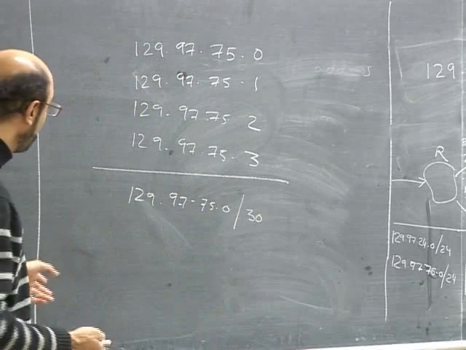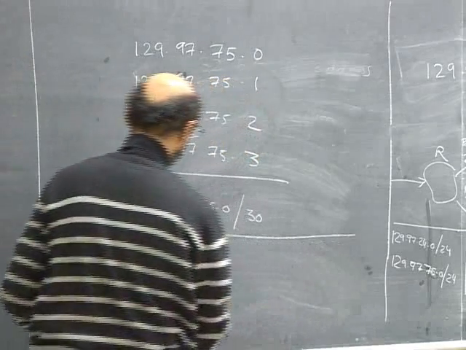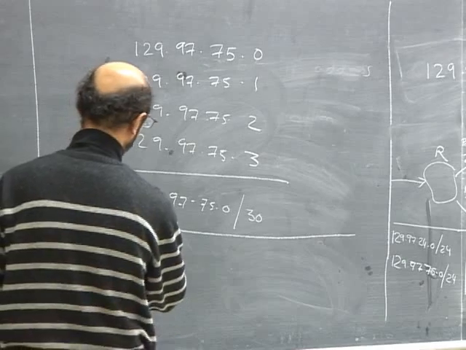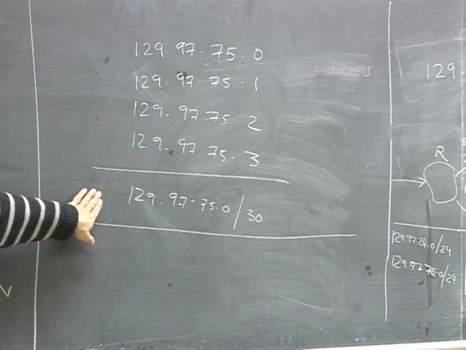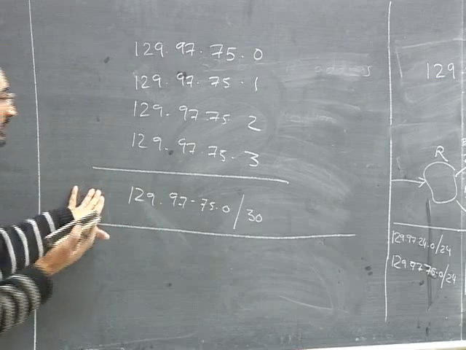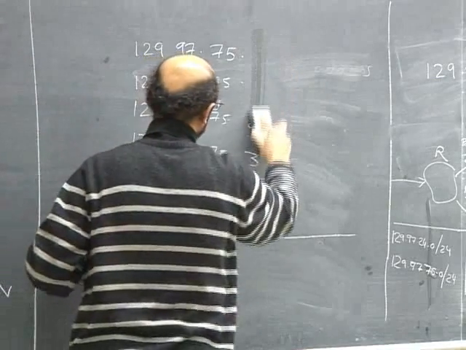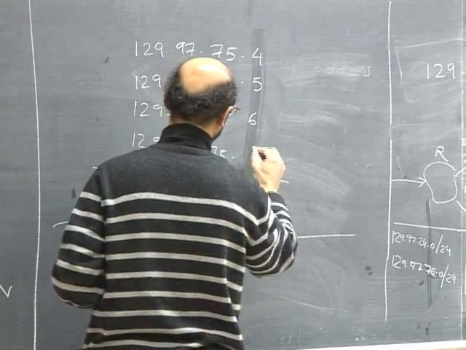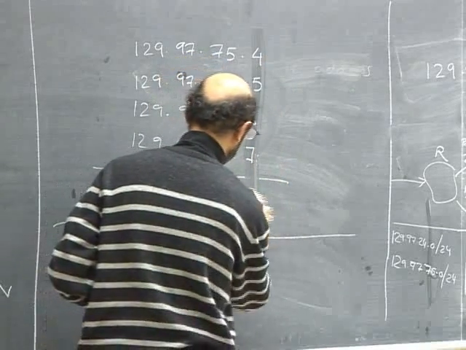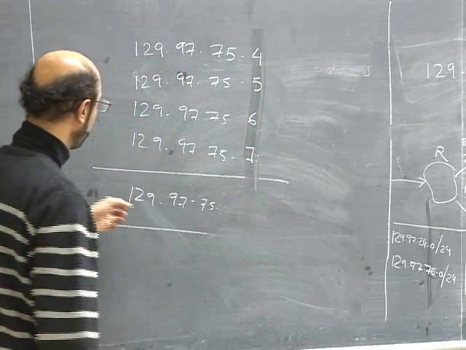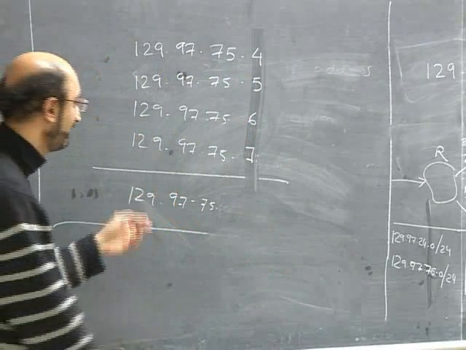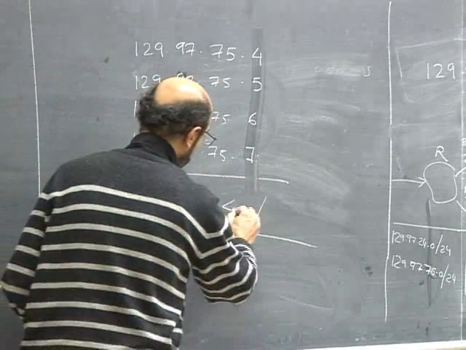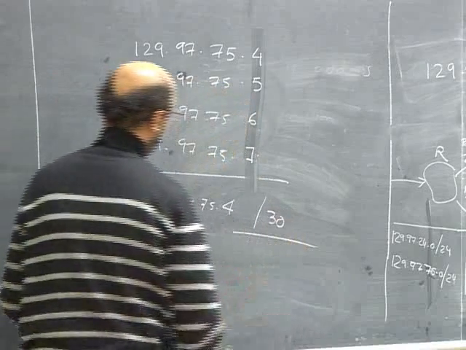Just to make sure you understand, let me ask you the following question. Does everybody get this first? It's a /30. Okay, let me make it a bit harder. Now I'm going to make it 4, 5, 6, 7. What is this going to look like? 129.97.75 dot what slash what? Okay. Yeah, 4/30? That's right. Why is it 4?